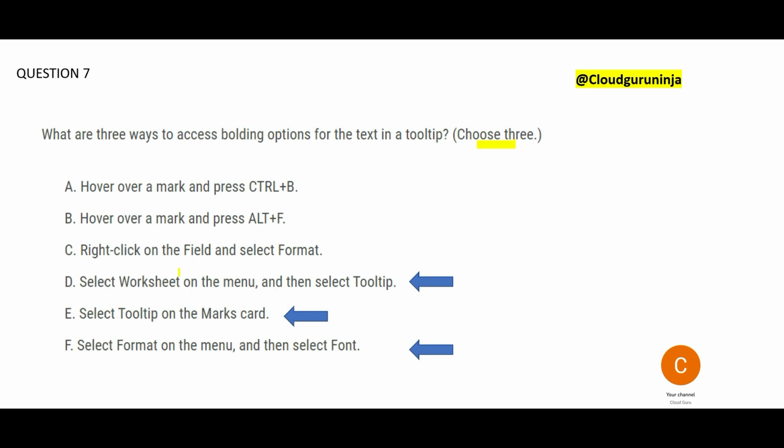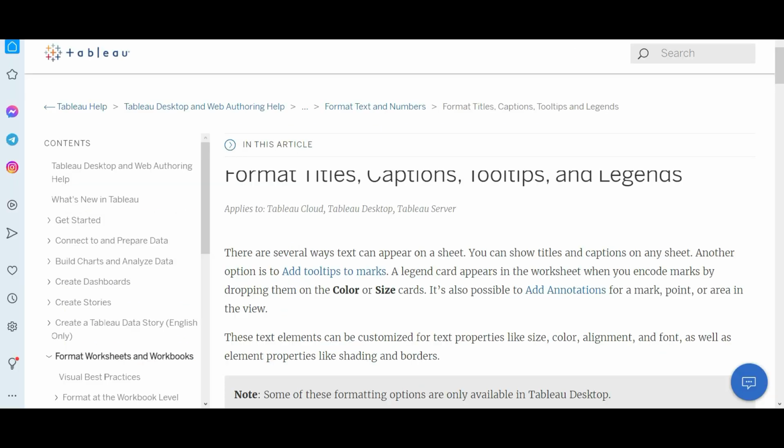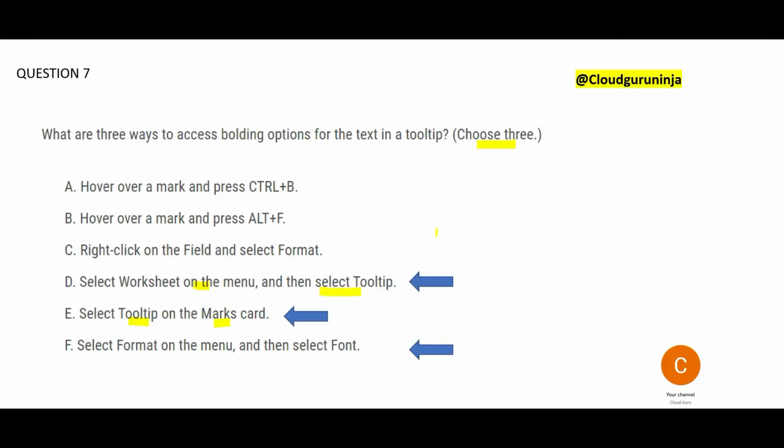The first one is you select a worksheet on a menu and then you select the tooltip. From there you can make the text bold. The second one is you can select tooltip on marks card, like you can add tooltips to mark. There you can set the size, colors, and so on. And then you can select format on a menu and select the font. So format, if nothing works, this definitely works. Format you should always try to use. You can have three different ways of doing things.